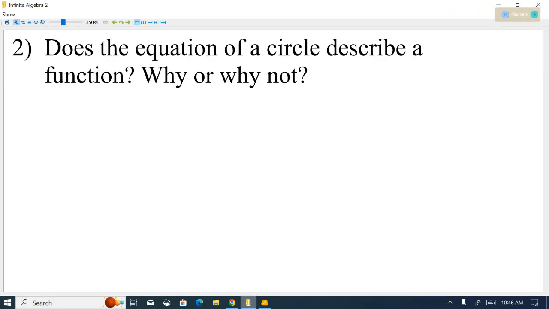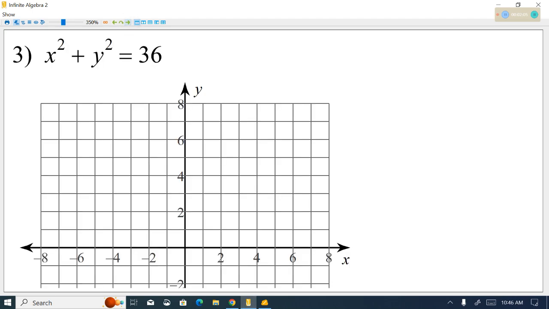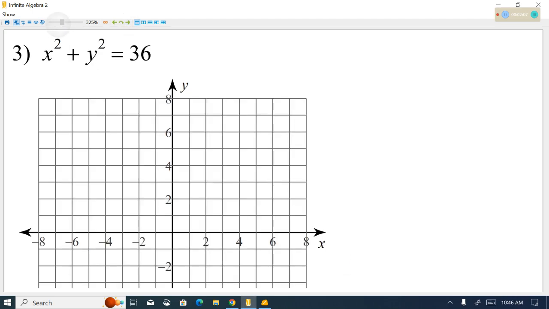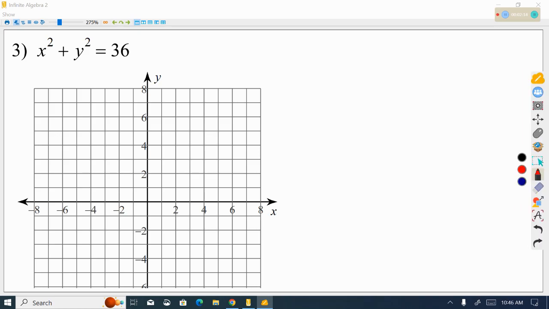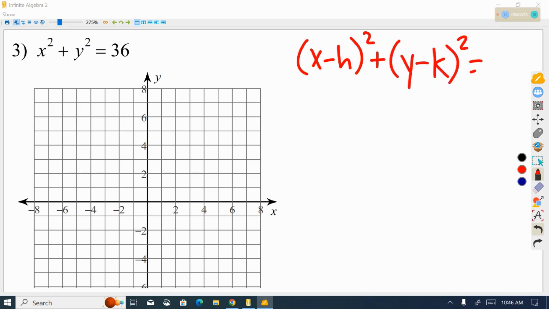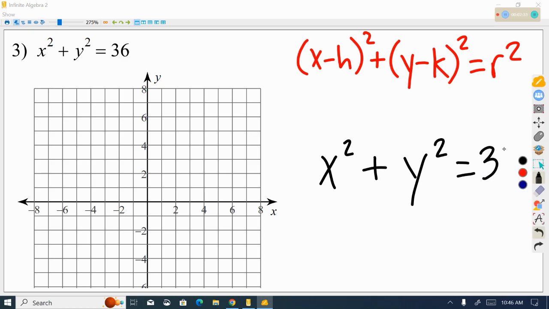So we'll jump into graphing. We can see on number 3, in this case, we have an equation, and it doesn't really have any parentheses or anything like that, right? So I just gave you guys this whole form. The general form of a circle was (x minus h) squared plus (y minus k) squared equals r squared. And in this case, we don't have any numbers here, right? We just have x and y. We do have a value for r squared. In this case, r squared would be 36, right?